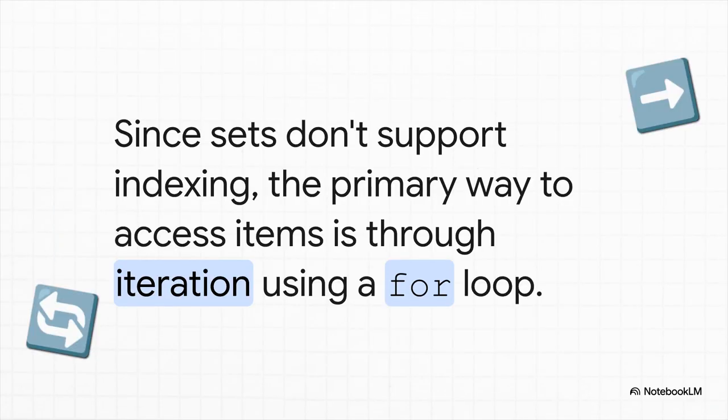So if you can't just ask for an item by its position, how do you see what's inside that bag of marbles? Well, you just take them out one by one and look at them, right? In Python, we do that with a for loop. It's the main tool we use to go through and work with every single element inside a set.